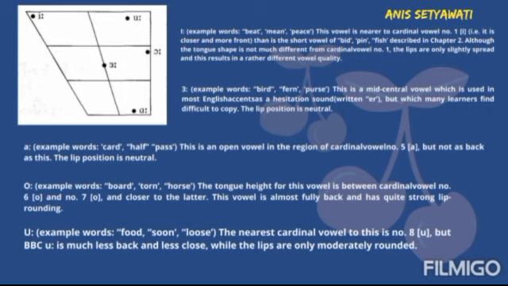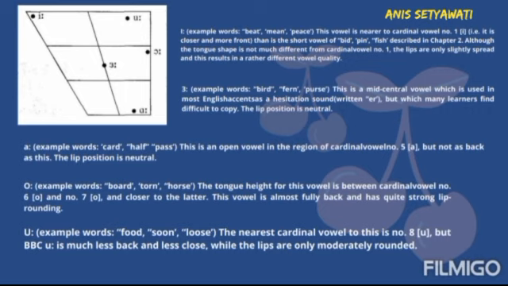ɜ:. Example words: bird, fern, first. This is a mid-central vowel which is used in most English accents, a hesitation sound, written "er", but which many learners find difficult to copy. The lip position is neutral.